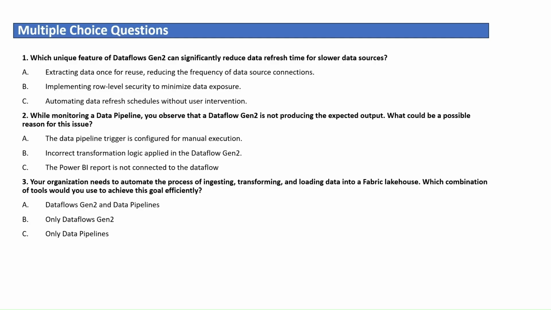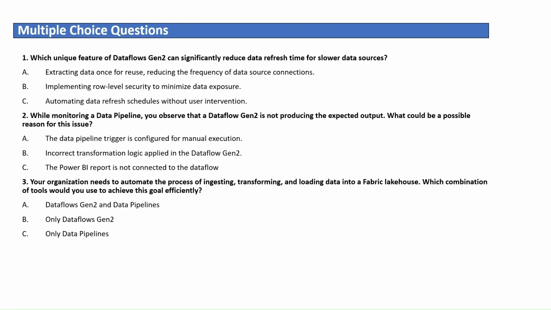Number two, while monitoring a data pipeline, you observe that a Dataflow Gen 2 is not producing the expected output. What could be the possible reason for this issue? Option A, the data pipeline trigger is configured for manual execution. Option B, incorrect transformation logic is applied in the Dataflow Gen 2. The third one is Power BI report is not connected to the data flow. So here Power BI report is not the right answer because it's not relevant. So option C is not in scope.